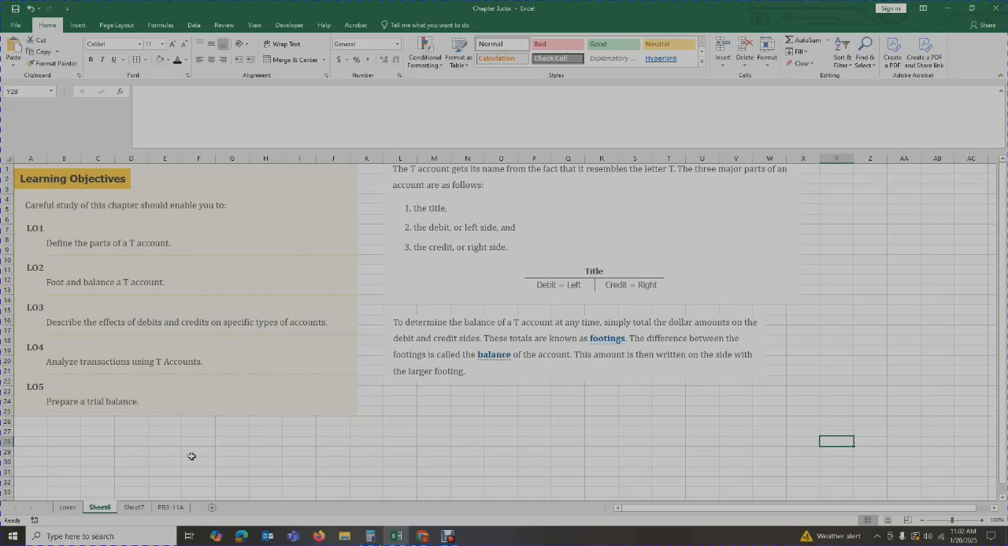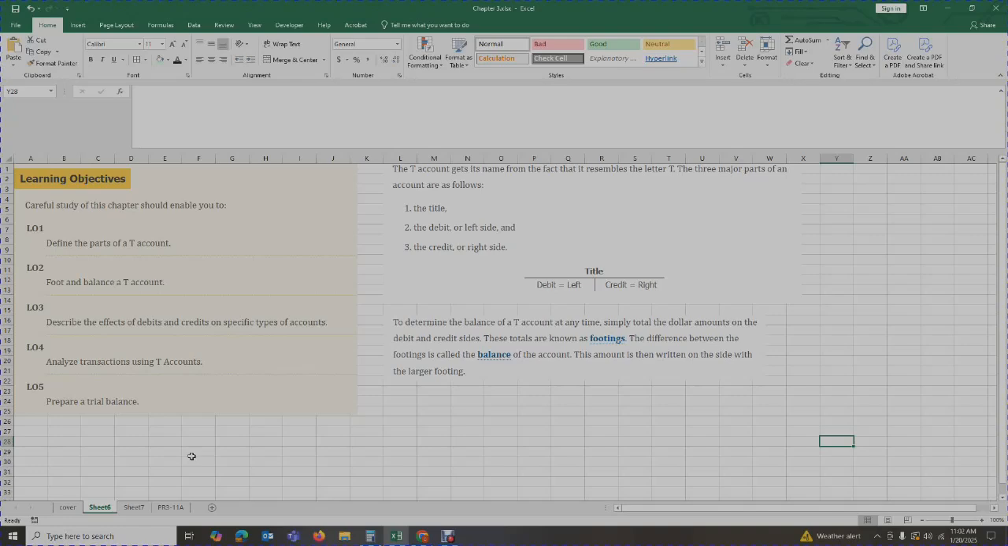Now, what is a T account? The T account basically gets its name from the fact that it looks like a letter T. There are three major parts of an account. We've got the title, the debit or left side, and the credit or right side. This is how all accounts are structured. We always have the title on top, debit left, credit right.